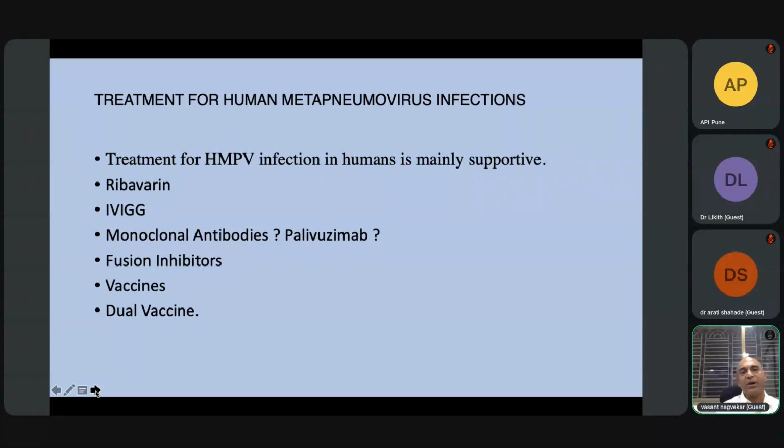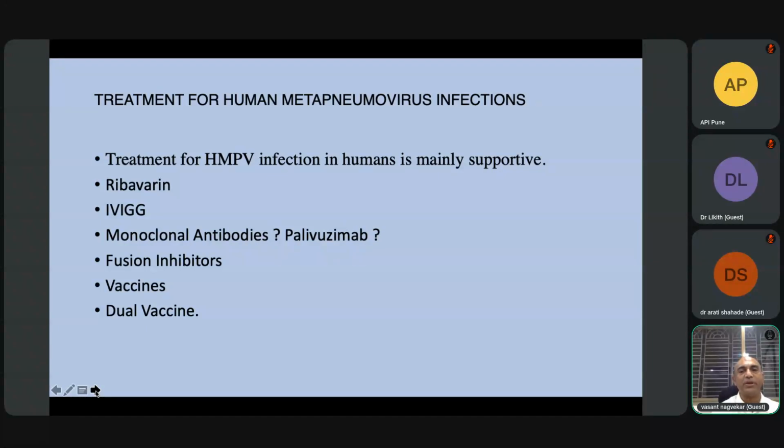Coming to the treatment part. What are the treatments for human metapneumovirus infections? There is no specific treatment for human metapneumovirus; just like respiratory syncytial virus, it is only supportive. Unlike human metapneumovirus, for respiratory syncytial virus in the US, vaccination is available for all above 65 years of age. And pregnant women can take the respiratory syncytial virus vaccine so that the antibodies are transmitted to the infants. So for RSV there is a vaccine. For HMPV, there is no vaccine, and it is all a supportive line of treatment.